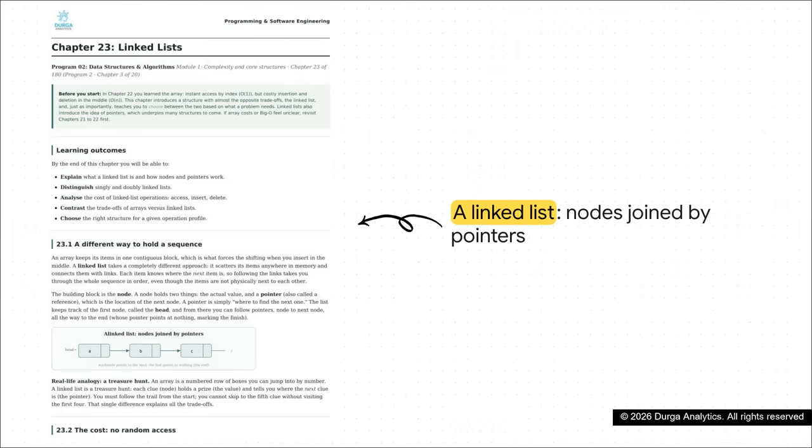So the core building block we use here is called a node. A node really just holds two distinct things: the actual data value, like maybe a user ID or a transaction amount, and a pointer. The entire structure starts from the very first node, which we call the head, and cascades down the line from there.